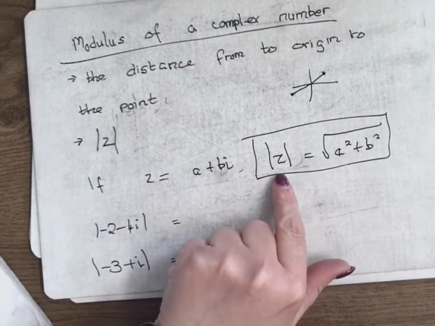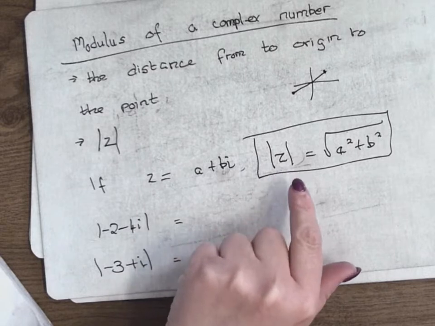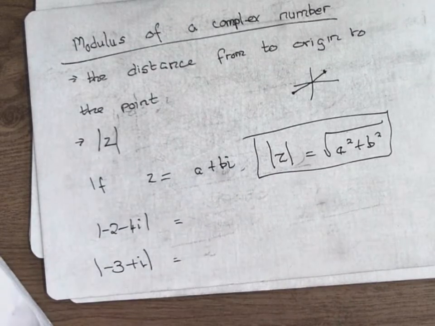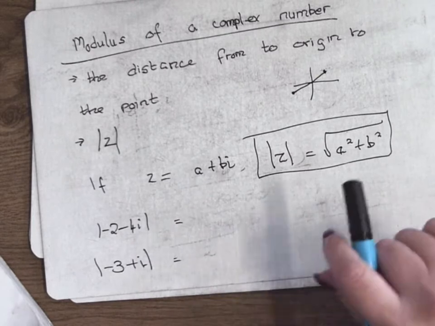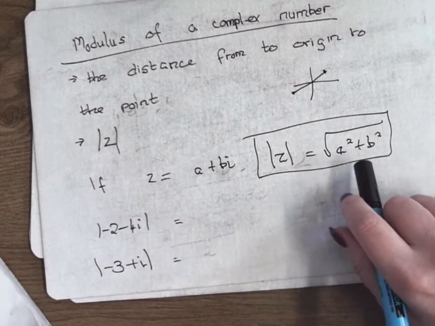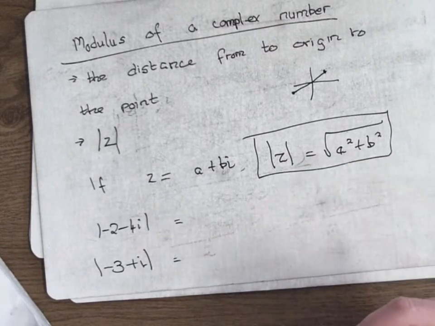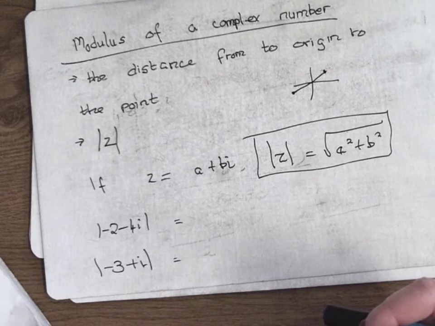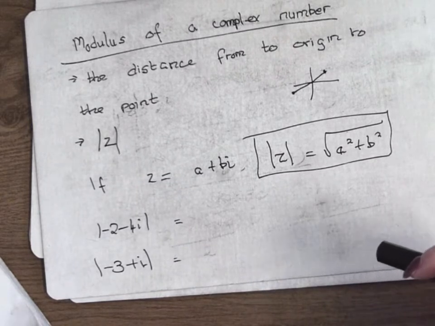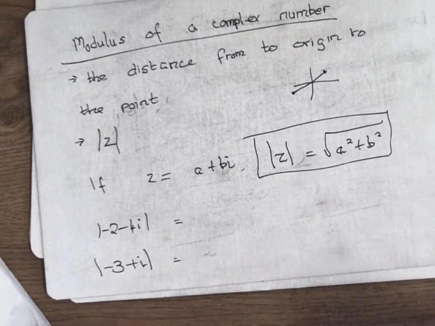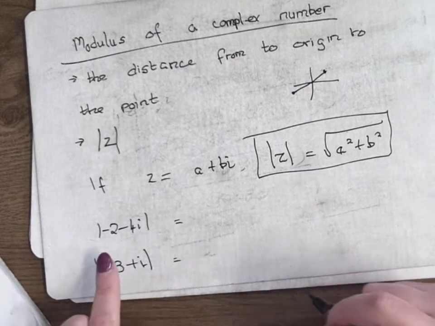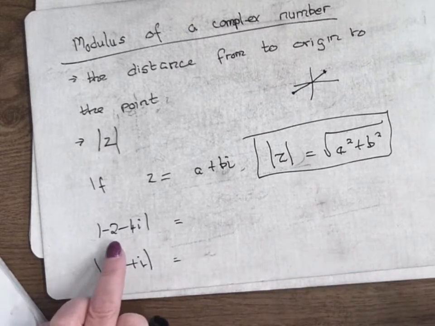Right, so the formula for the modulus is, and remember the modulus is just a number, because it's the length of a line. It's the length of the line joining the origin to that point. And the formula is the square root of a squared plus b squared. Basically, it's just a simplified version of the distance formula. It's a shortcut.